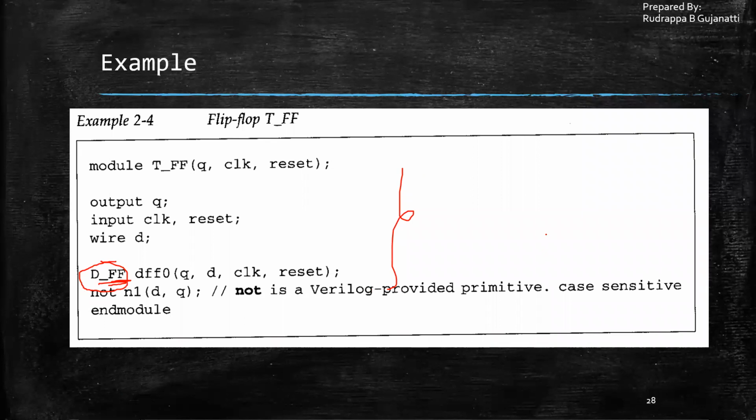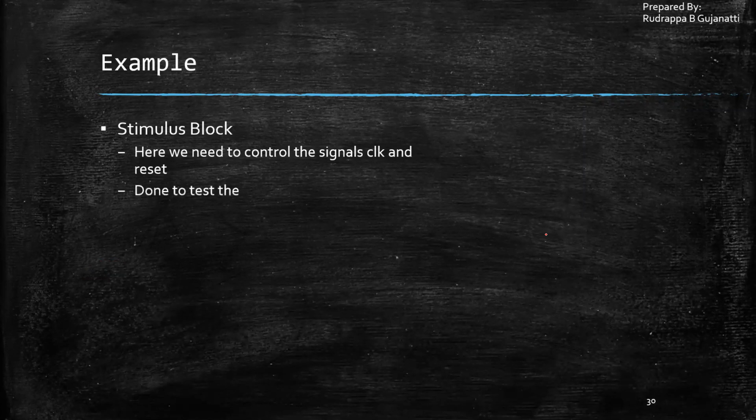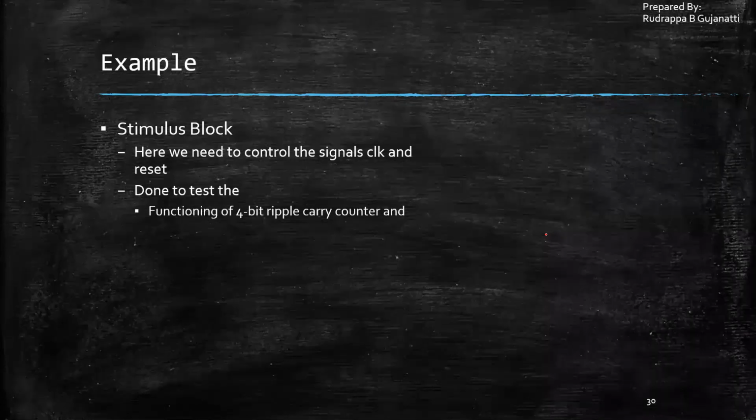So how do we declare the stimulus over here? You can observe that we should provide clock and reset signals. This is basically done to test how the ripple carry counter functions. We have to test a 4-bit ripple carry counter because we have four T flip-flops. If we had just two, it would be a 2-bit ripple carry counter. Since there are 4 bits, it can count from 0000 to all ones, that is from decimal 0 to decimal 15.